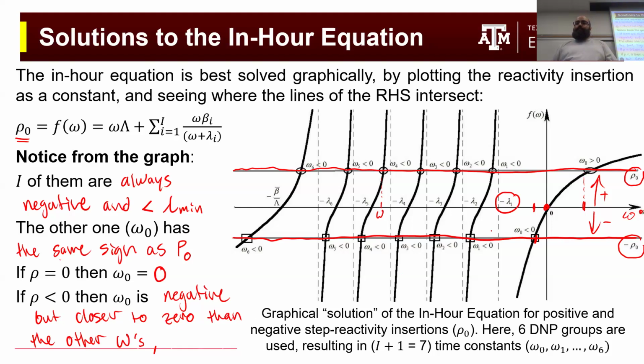And we can also say that if it's negative, then omega 0 is going to be bounded between 0 and negative lambda 1. So omega 0 is going to be between negative lambda 1 and 0. It's going to be in between negative lambda 1 and 0 if the reactivity insertion was negative. So we're always going to find omega 0 in between 0 and negative lambda 1 if this insertion is negative.